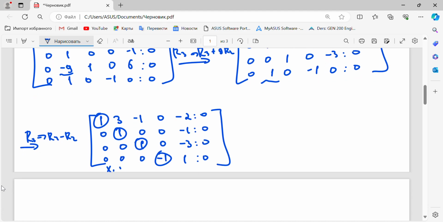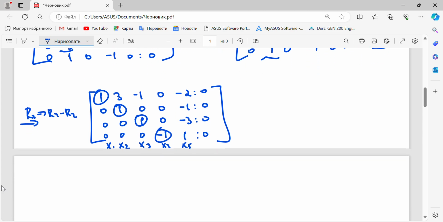Let's indicate these positions as x1, x2, x3, x4, and also x5, but x5 is not a pivot position. We call it a free variable, but the others are basic variables. So let's find the values. Let's start with the last row. It's minus x4 plus x5. We have to find x4. Minus x4 is equal to minus x5, so x4 is x5. Let's go to the third row. It's x3 minus 3x5 is equal to 0, so x3 is equal to 3x5.